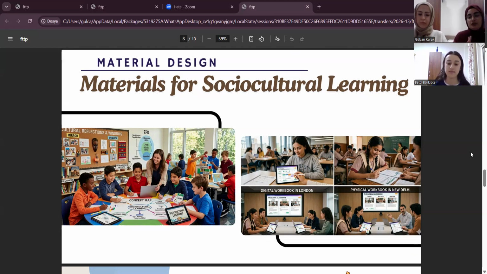As my friend mentioned, in sociocultural theory, language is like a tool for communication. So materials also should be according to this. As you can see in these photos, they used workbooks or digital workbooks. So they use different materials, but they work in a group. So it is okay to use different materials to achieve the same goal.